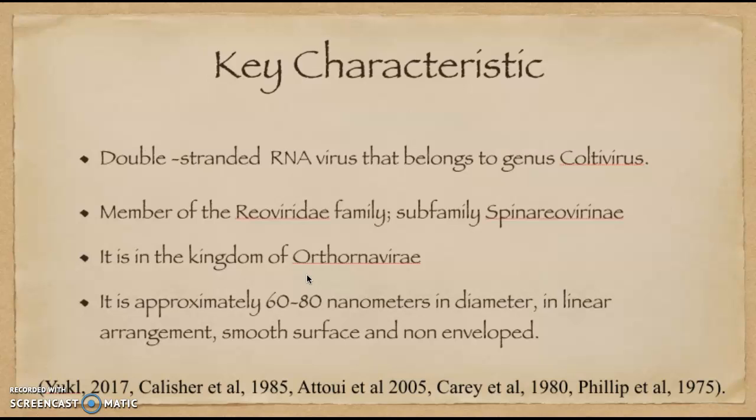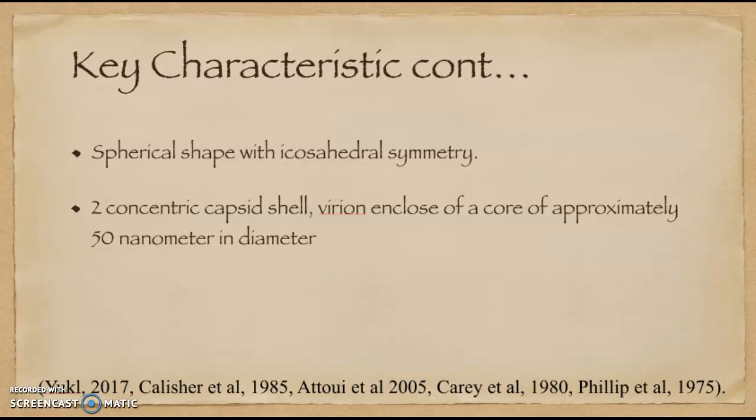It is in linear arrangement, has a smooth surface, and is non-enveloped. It has a spiral shape with icosahedral symmetry. It has two concentric capsid shells, enclosing a core of approximately 50 nanometers in diameter.